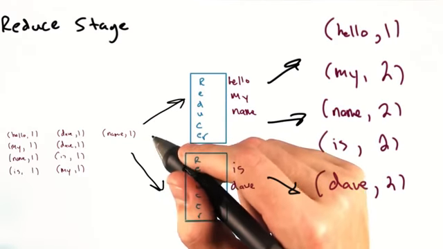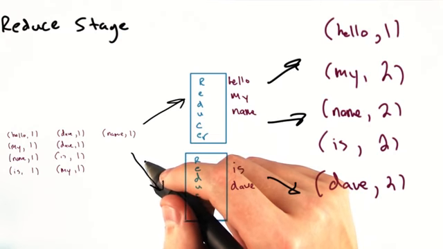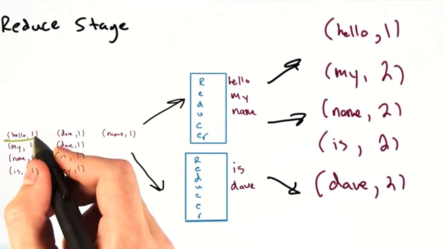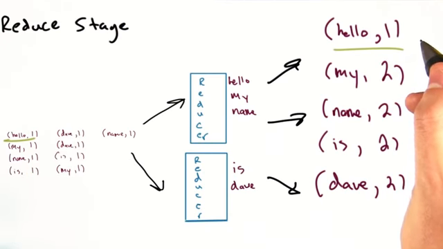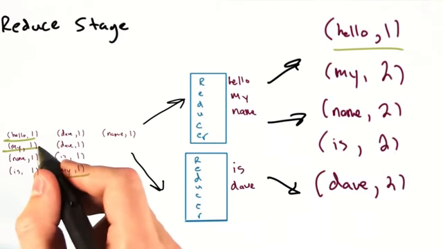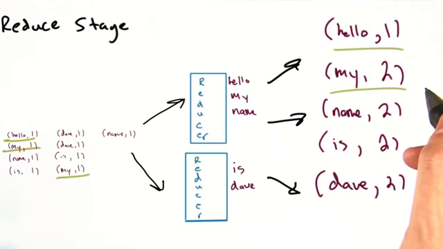So say that we ran this reducer on all of the intermediate key value pairs our mapper in the previous slide produced. We would go through all key value pairs with the key hello. There's only one, so we emit hello 1. There are, however, two key value pairs with the key my. So we would emit the final key value pair my 2 for this key, and so on.